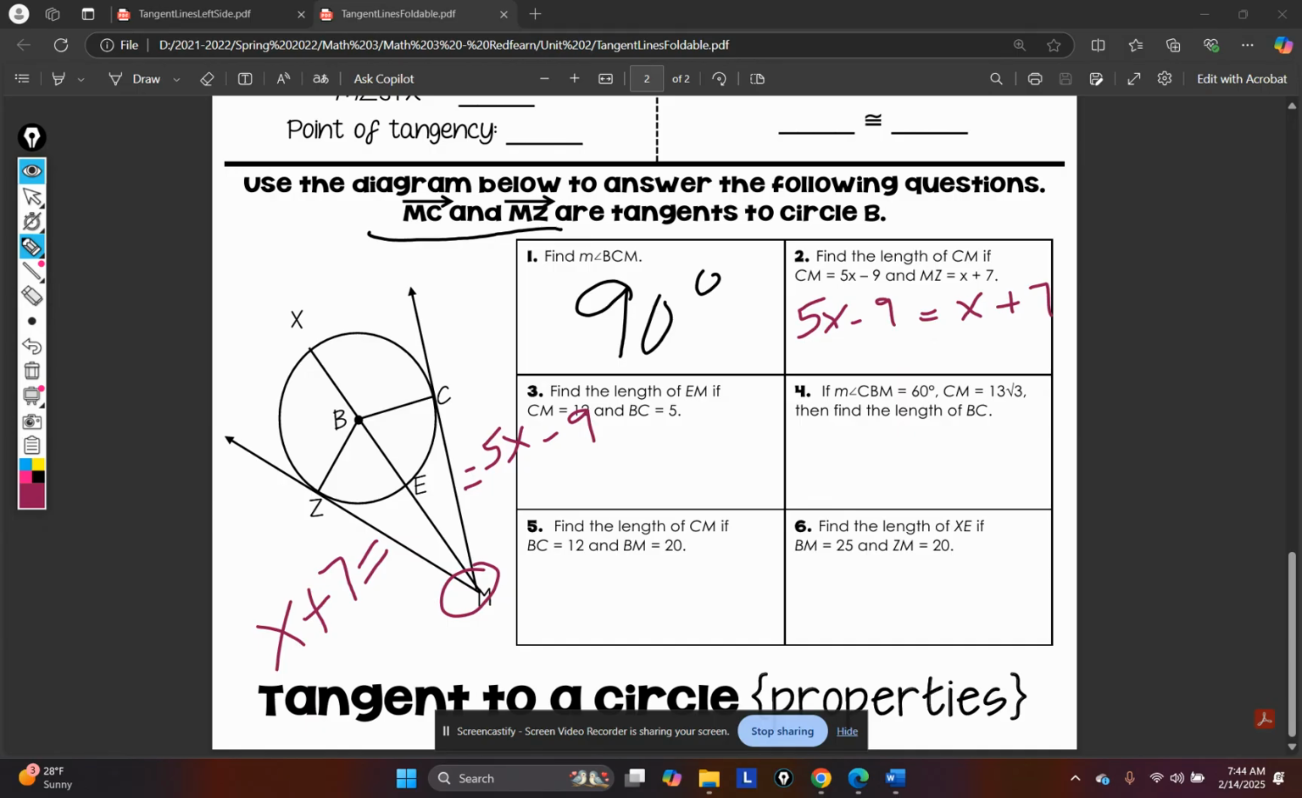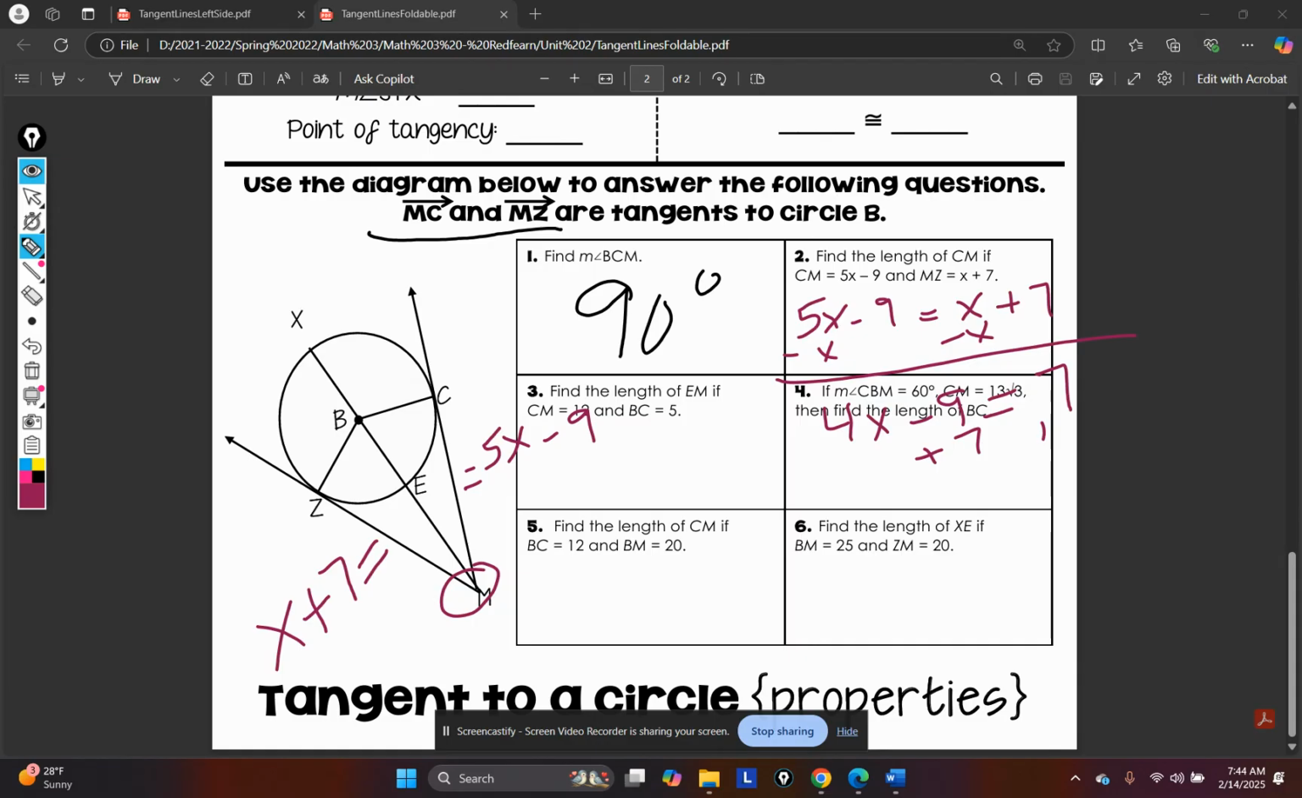So we're going to solve this. Now you can do it in your Desmos or you can do it by hand, whichever one is easier for you. If I subtract x from both sides, this is going to give me 4x minus 9 equals 7.